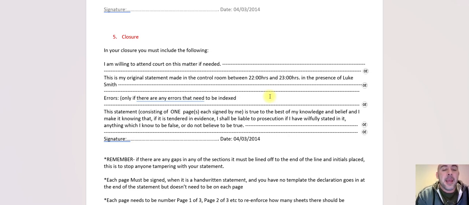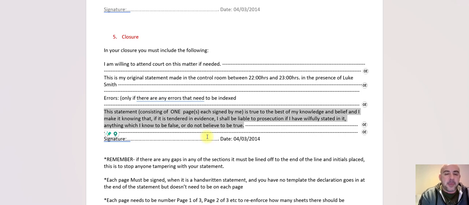Okay. And then the very last thing you do is your declaration. This is very important, guys. You cannot miss your declaration. This is the wording: This statement consists of 1 pages, each signed by me. Obviously, if it was 2, you'd put 2. If it was 3, you'd put 3. Each signed by me. It is true to the best of my knowledge and belief, and I make it knowing that if it is tendered in evidence, I shall be liable to prosecution if I have willfully stated in it anything which I know to be false or do not believe to be true. Basically, it's a declaration saying that if I knowingly put anything in it that I know is not true, then I am liable to prosecution.